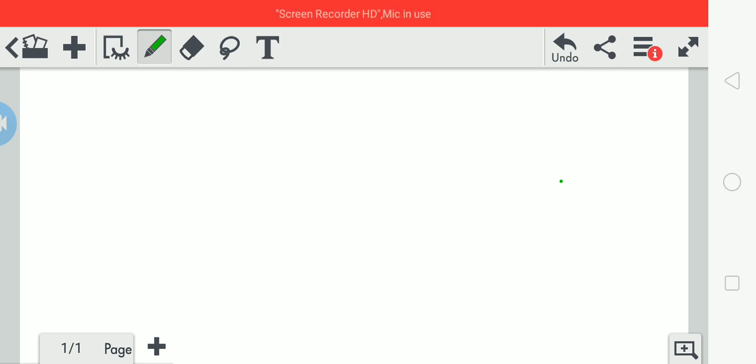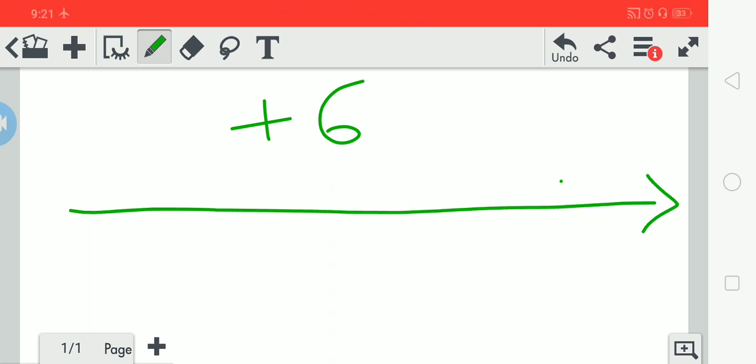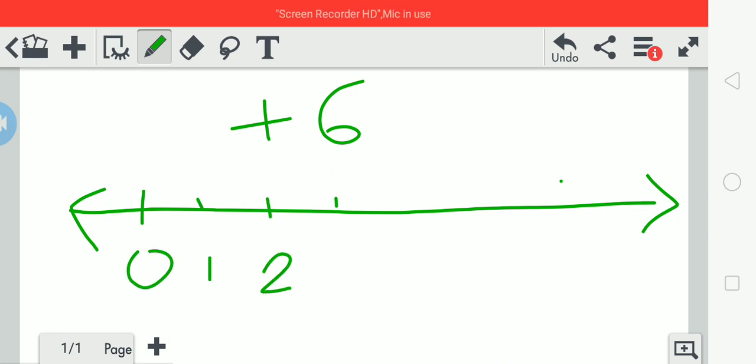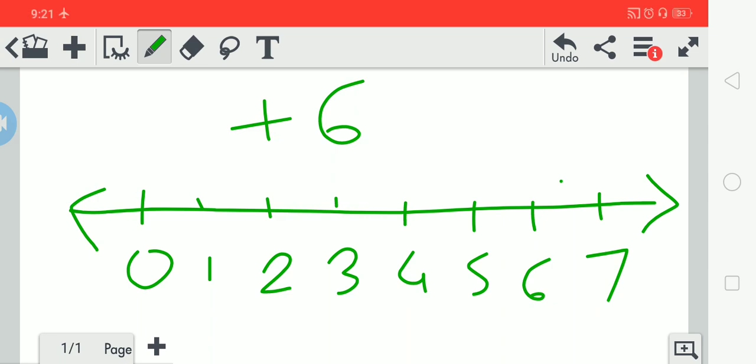Now suppose I want to show the positive 6 on a number line. Yesterday we had learned how to draw the number line. Plus 6 is a positive one, so we have to draw the positive number line. Let's start from 0, 1, 2, 3, 4, 5, 6 and 7. We want the positive 6. The positive 6 on the number line is here. So you can circle it and show that it is a positive 6. You can give it any name, say capital A.